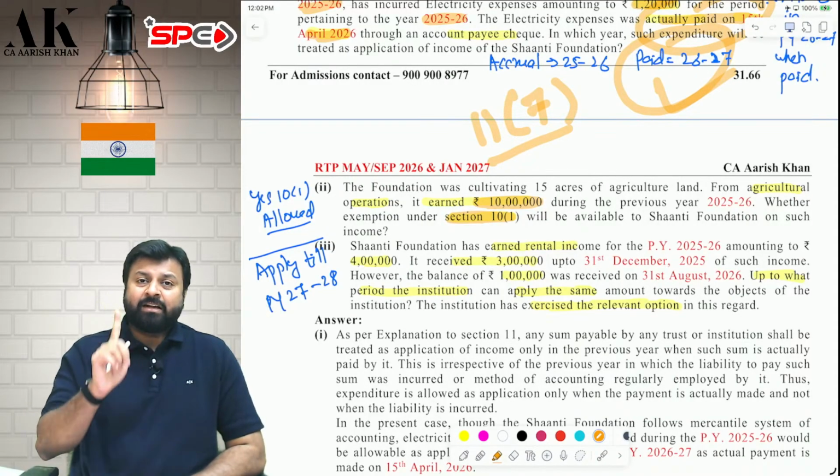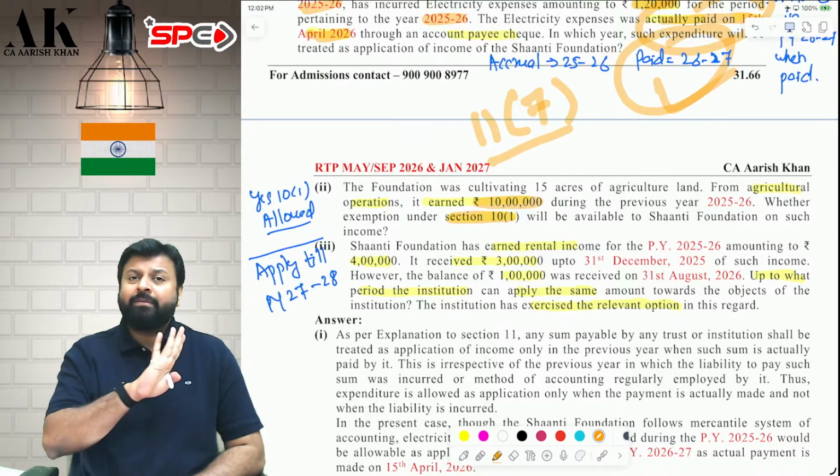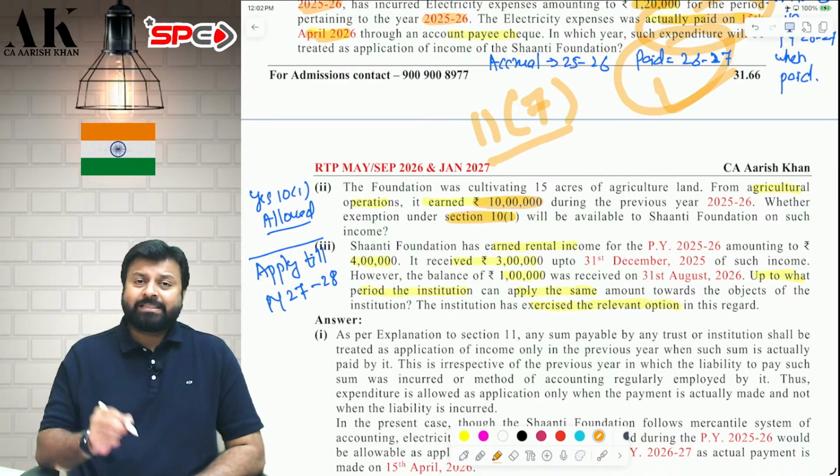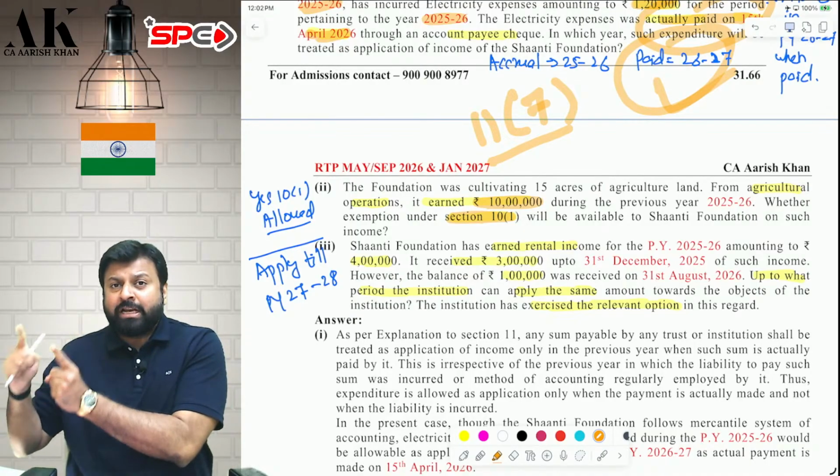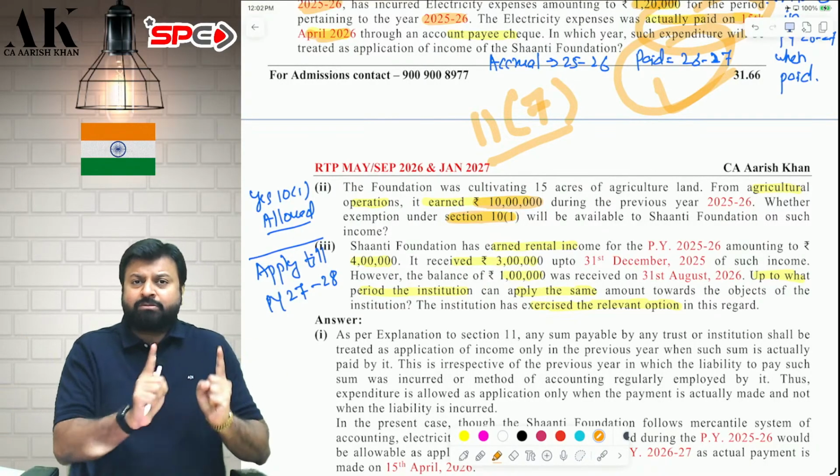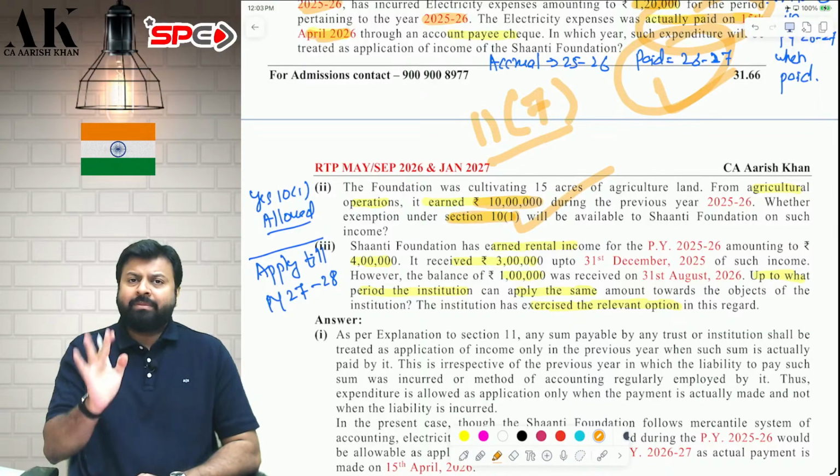So in this case, what can the charitable trust claim? 10(1). They cannot claim other exemptions. So in this case, the charitable trust, along with the exemptions of sections 11 and 12, can also claim agriculture exemption under 10(1). So this is also correct. They can claim exemption under 10(1).